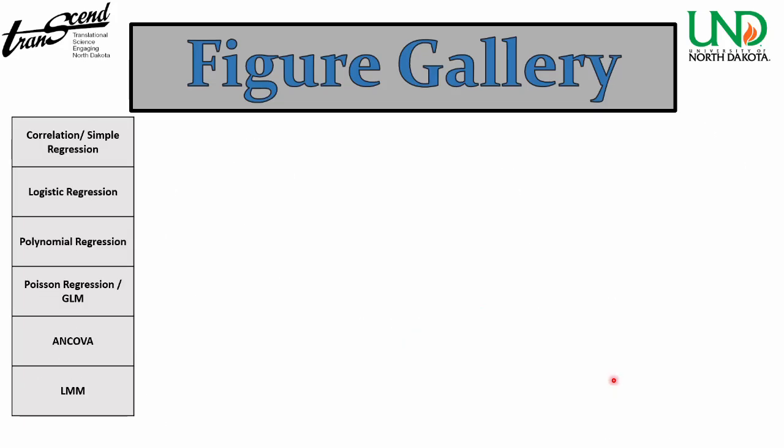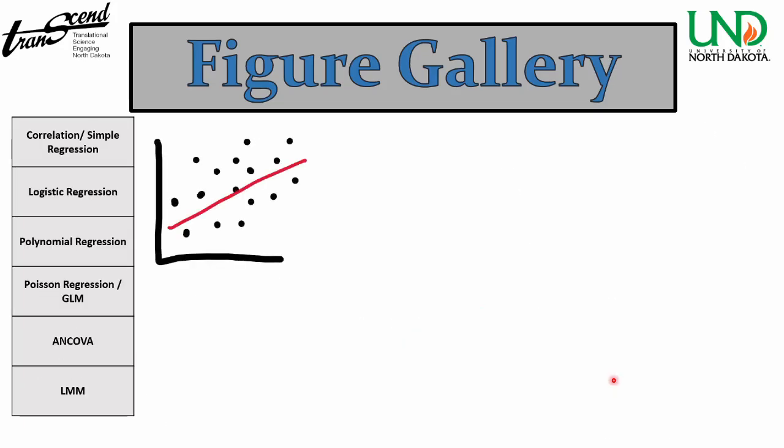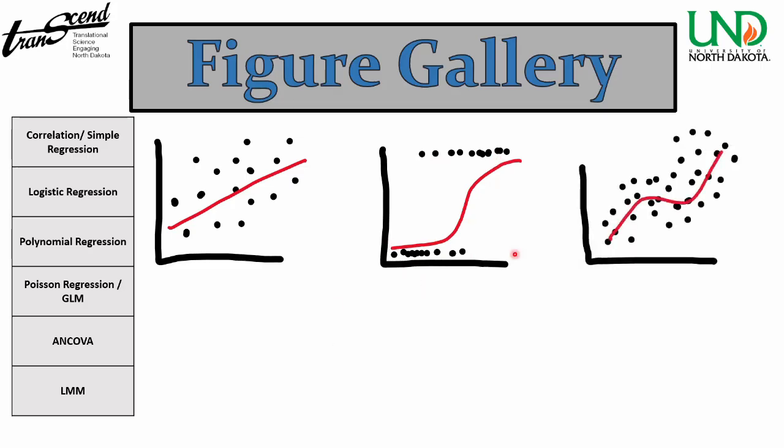Now on the regression side of things, if you just have a scatter plot, maybe with a best fit line, that's going to be something like correlation or simple regression if that line is linear, a straight line. If it's that classic S-shaped curve I talked about, that's going to be logistic regression, where the y variable can only be 0 or 1, and the x variables could be continuous. If it has a lot of curves, that's probably polynomial regression.